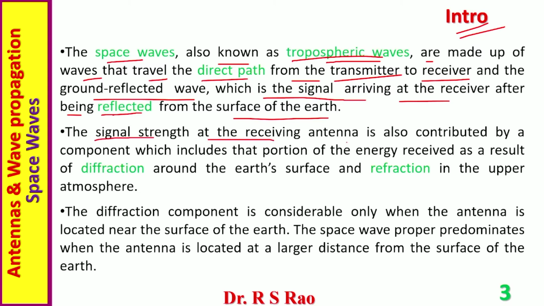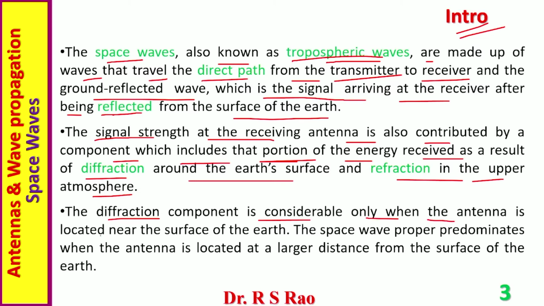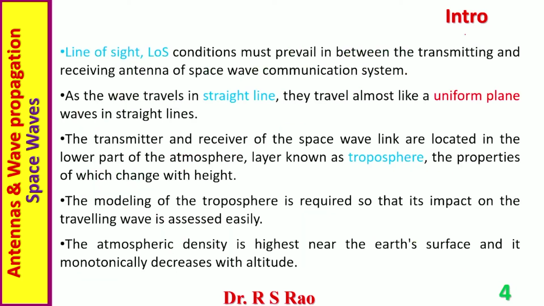The signal strength at the receiving antenna is also contributed by a component which includes that portion of energy received as a result of diffraction around the Earth's surface and refraction in the upper portions of the atmosphere. The diffraction component is considerable only when antenna is located near the surface of the Earth. Actually, this diffraction component is ground wave, but it can affect space wave only when antenna is located near the surface of the Earth. Usually, in space wave links, antennas are located at a height from the surface of the Earth. So this part can be neglected. The space wave proper predominates when antenna is located at a larger distance from the surface of the Earth, which is usually the case.